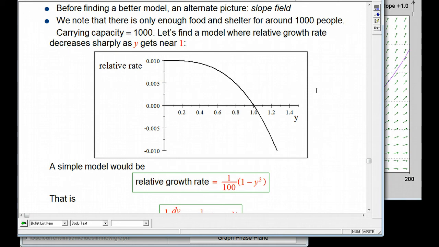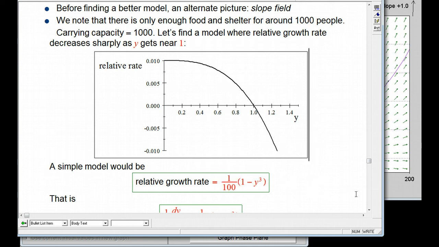Okay. So the function I used here explicitly to model this is 1 over 100, so we get the right growth rate when there's very few people, times 1 minus y cubed. When y is 0, I just get 1 over 100. When y equals 1, this thing is 0. It's like an upside down cubic, and so it's fairly flat here, not changing too much, and then a pretty drastic decrease in the relative growth rate there.